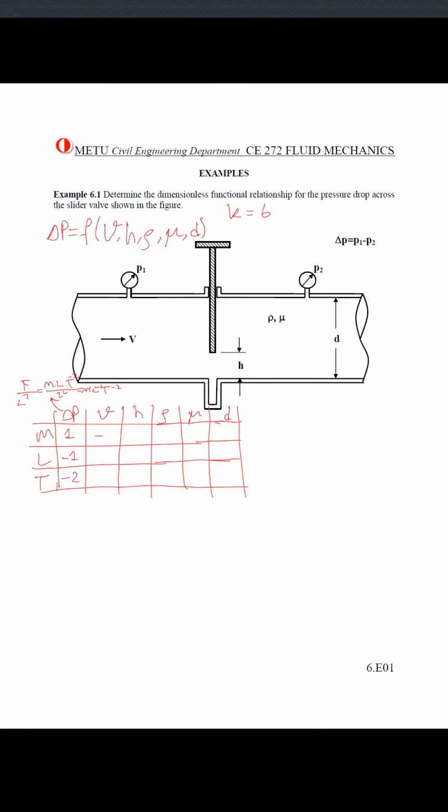Velocity is L over t. H is just L. Rho is m over volume, mass over volume, or mass over length cubed.